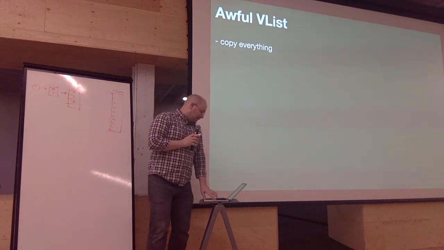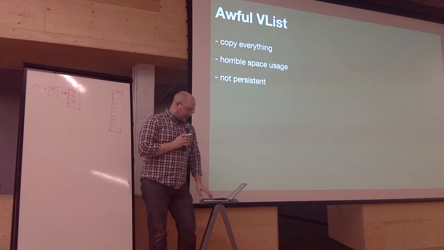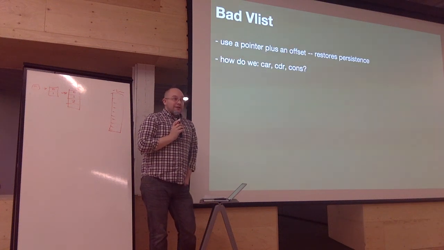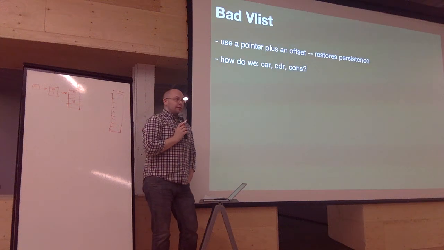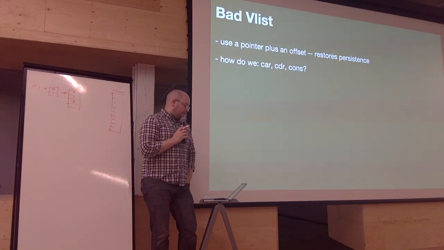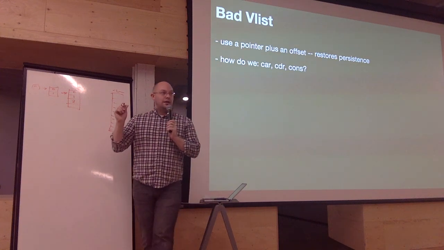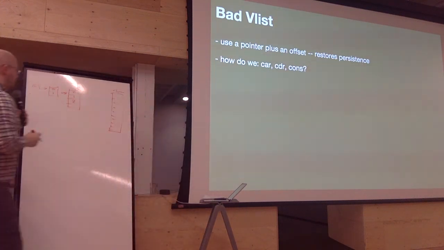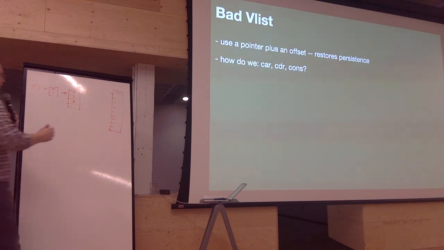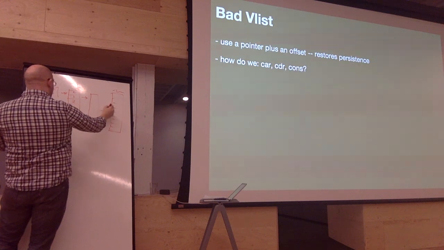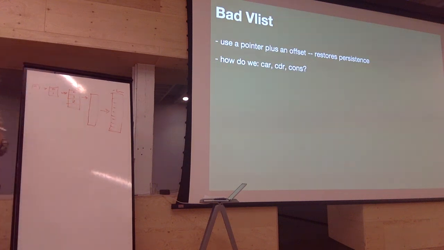So, not persistent, horrible space usage. Maybe we can find a way to get our persistence back and not worry about the space usage quite yet. So we will keep copying things like this and have horrible space usage. But maybe if we can get persistence back, then we can figure out how to deal with the space issues after that.